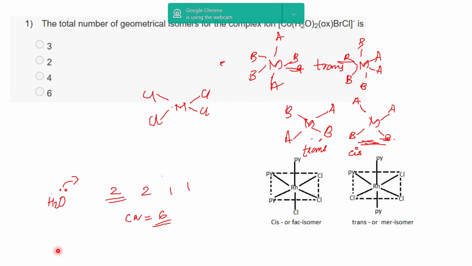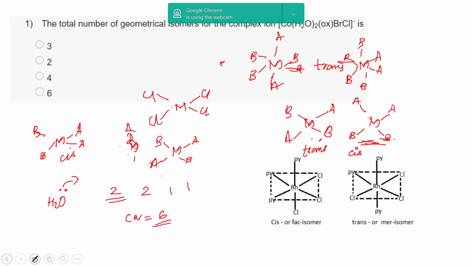Like for example, if I have M A A B B, this is a cis isomer because these A are closer to each other. Then I can have M A B B with the A's opposite to each other. So this is a trans isomer. So this is for square planar complex.